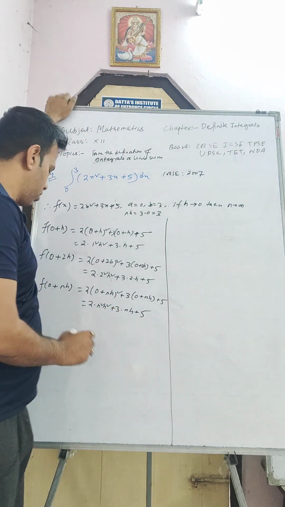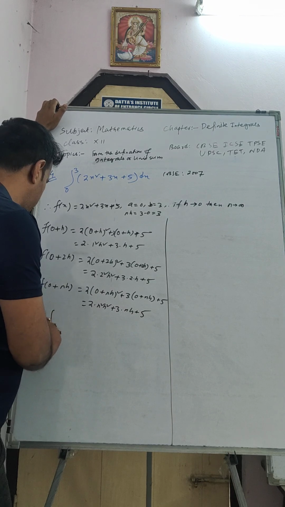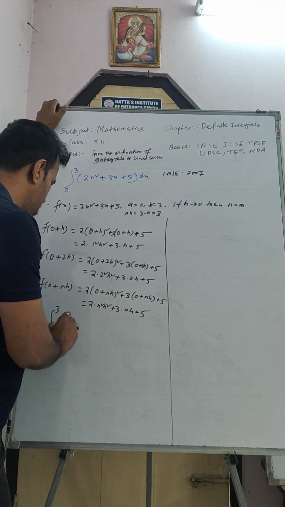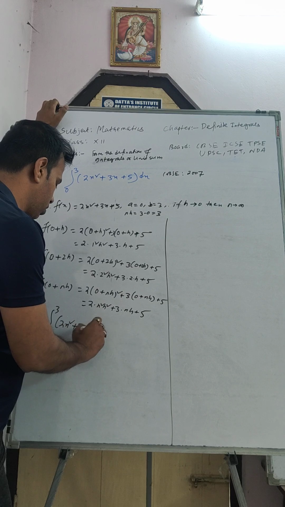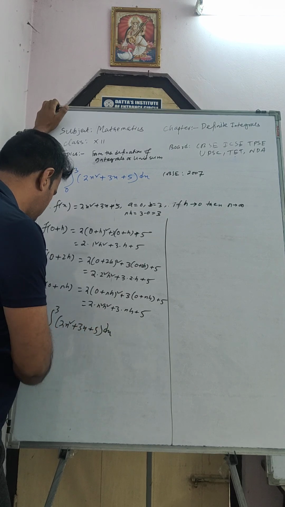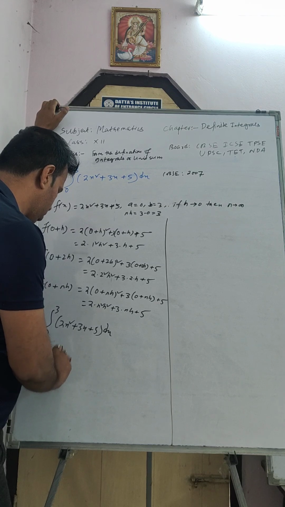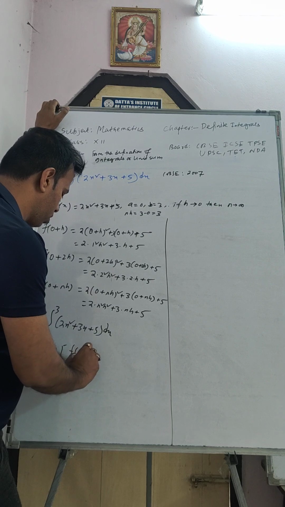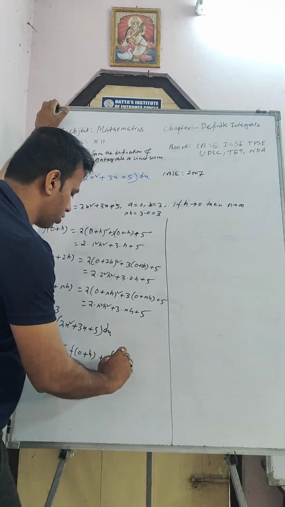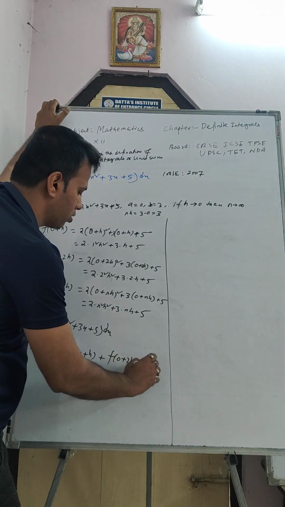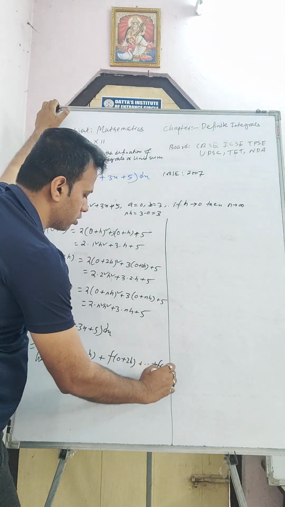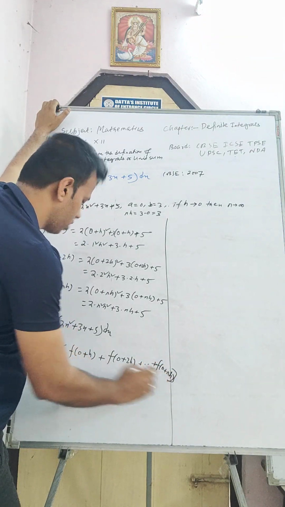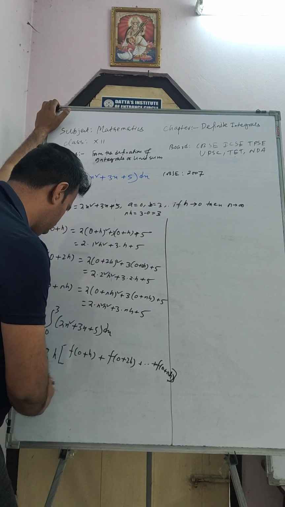Okay, so now from the definition of integral we can write the integral from 0 to 3 of 2x square plus 3x plus 5 dx is equal to the limit as h tends to 0 of h into f of 0 plus h plus f of 0 plus 2h plus dot dot dot f of 0 plus nh. Okay, so I put this value here.